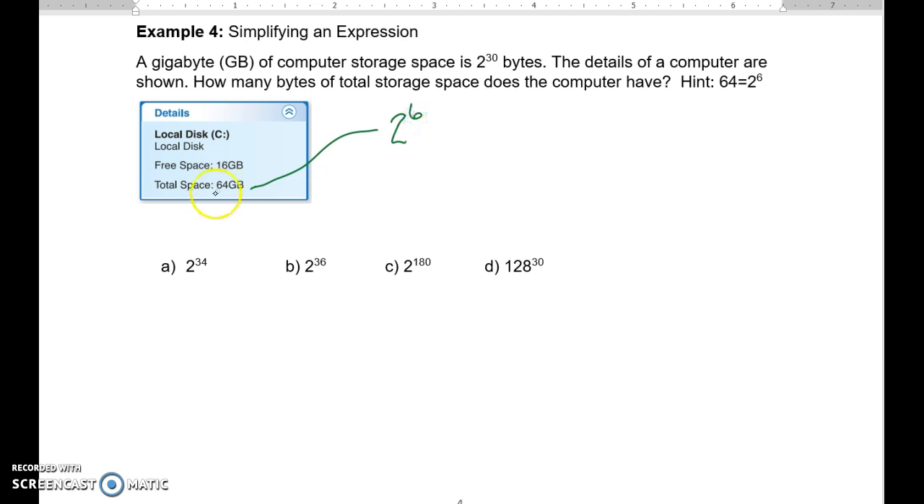So we have 64 gigabytes, and each gigabyte has 2 to the 30th. When you have each, that's normally going to imply multiplication. So we are going to do 2 to the 6th times 2 to the 30th. So there are 64 gigabytes, which is this, and each one has this. So if we multiply those together, we add the exponents, and there's our answer. So that's it. Pretty quick on that one for today.